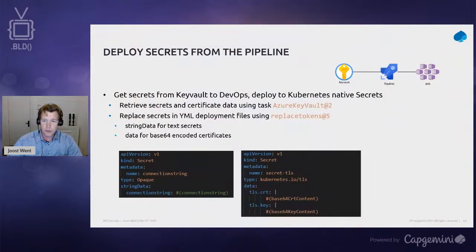A pretty straightforward way is to inject those secrets straight from the pipeline, because your pipeline is able to access your Key Vault. There's a regular task available in all the Azure DevOps pipelines. It's called Azure Key Vault task, and this retrieves all your secret and certificate data as a variable inside your pipeline. As a subsequent step, you can use those variables and apply them in a replace token task. Let's see how that works.